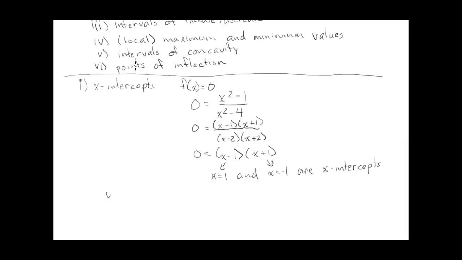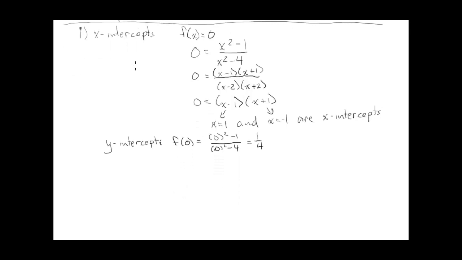We'll look at the y-intercept, which will occur when x is equal to 0, or f at 0, which would be 0 squared minus 1 over 0 squared minus 4, which is 1 over 4. So therefore, the y-intercept is 1 over 4.